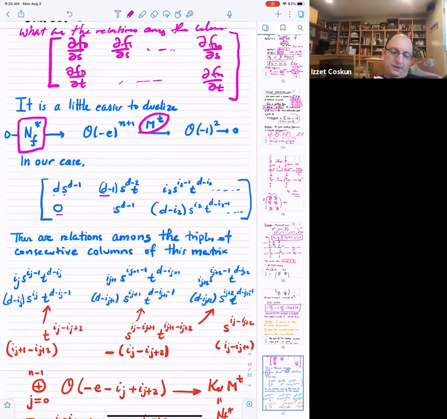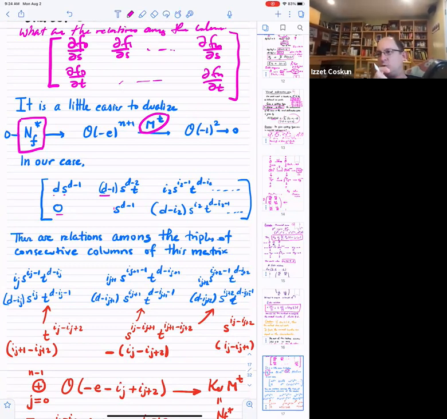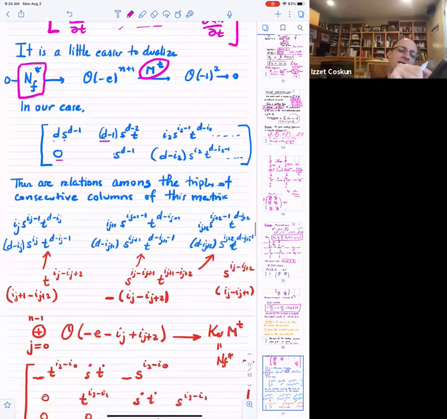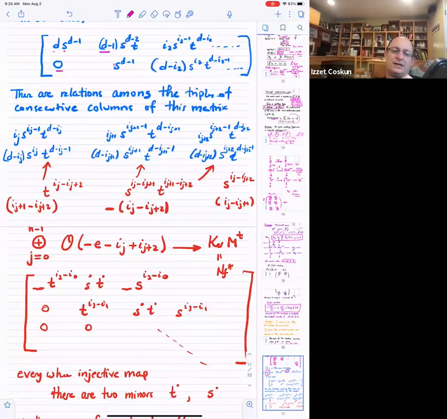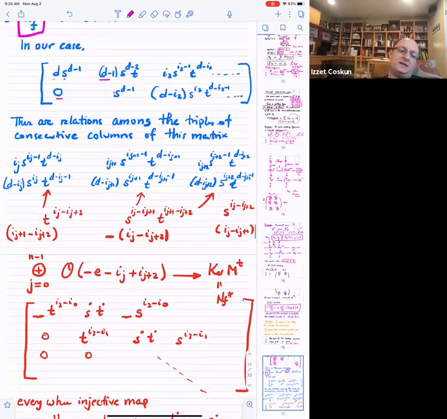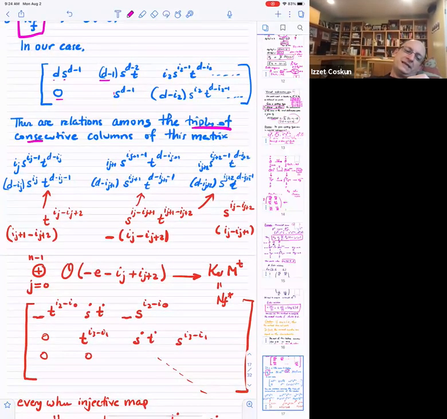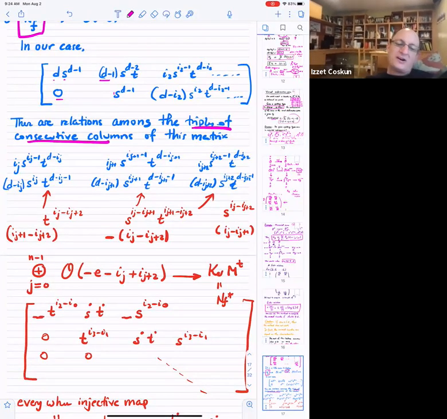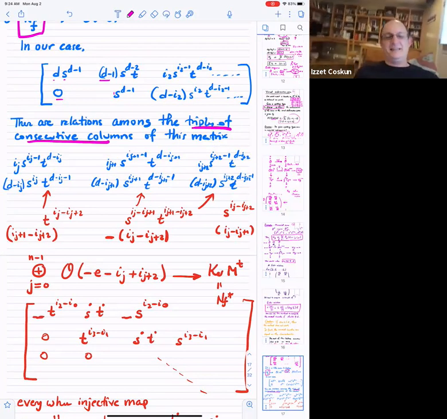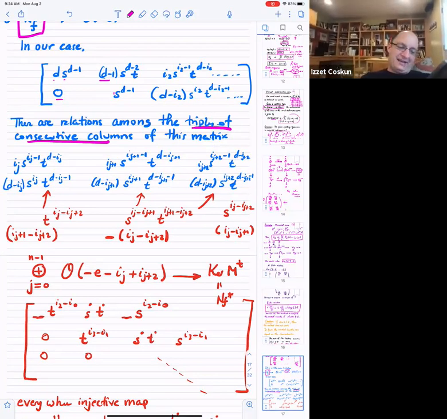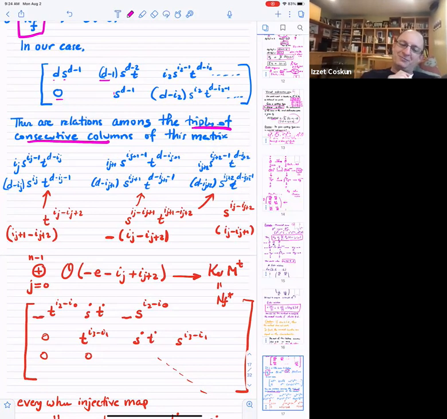And I claim that some relations are easy to see. Let's see some of the relations. If I look at the triples of consecutive columns, then I claim that there are some relations. This is a lot of indices, and it's a little bit hard to explain on Zoom, so you have to believe me a little bit, right?